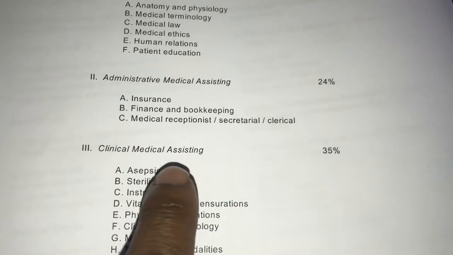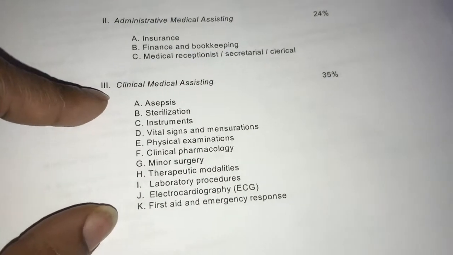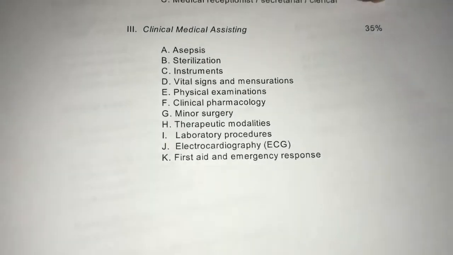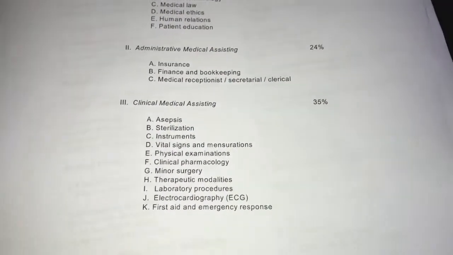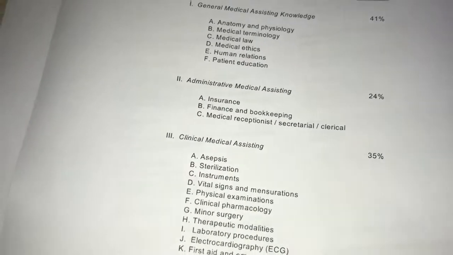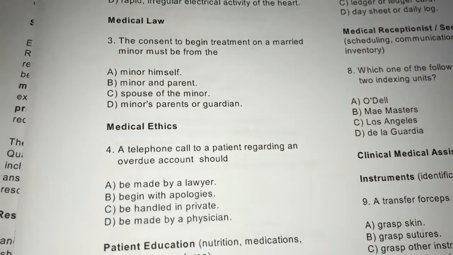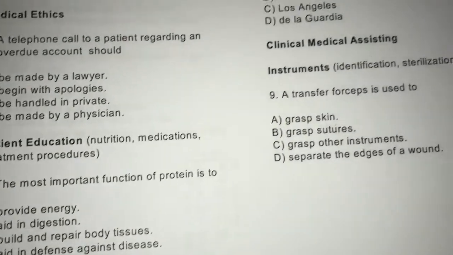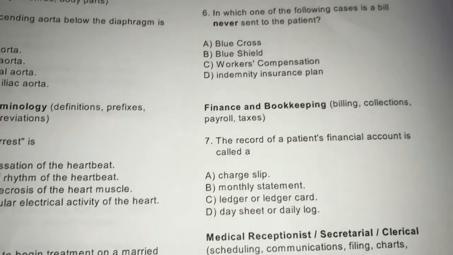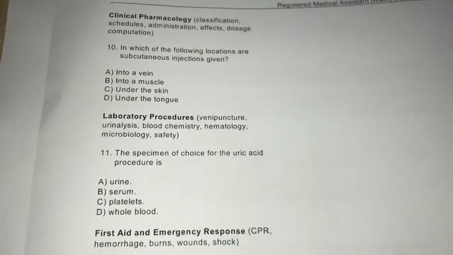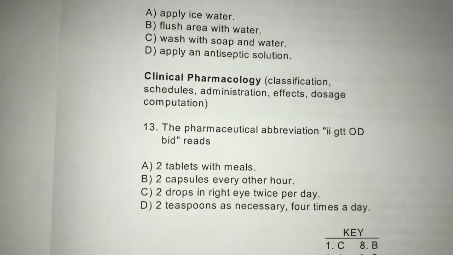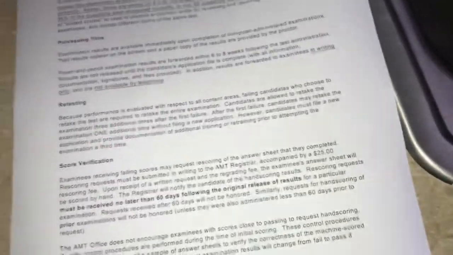You also have clinical medical assisting. This part will be most important because this will be the back end as far as for medical assistant. It's 35% on the test. Now also I will be doing a video where I do the RMA test versus the NCCT. This is just the outline. And the study guide helps out because it just shows you an outline of what will all be on the test and what to expect.